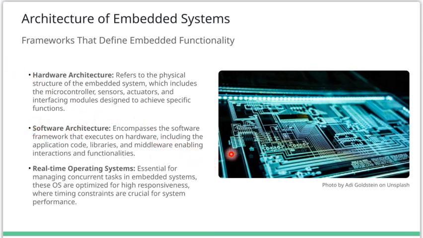In software architecture, we need to consider the code specific to the application for which the embedded system is going to be designed. Software architecture also includes some libraries that are often called by the different software applications, or some middleware or device drivers that enable interaction and functionality with the different input-output peripherals. Next is the introduction of the real-time operating system.